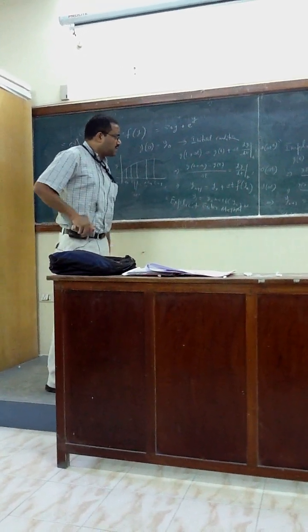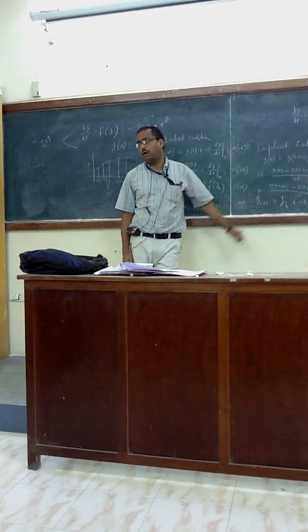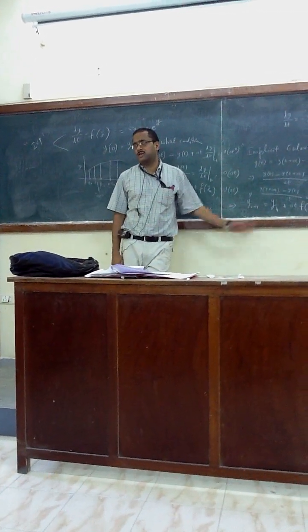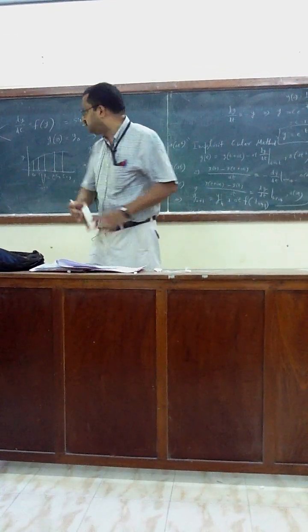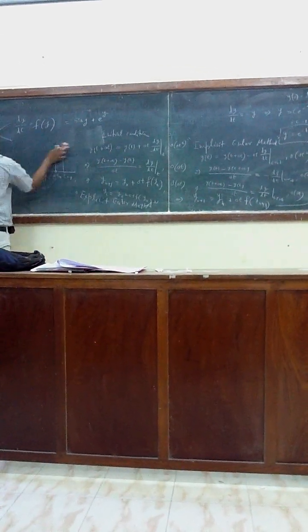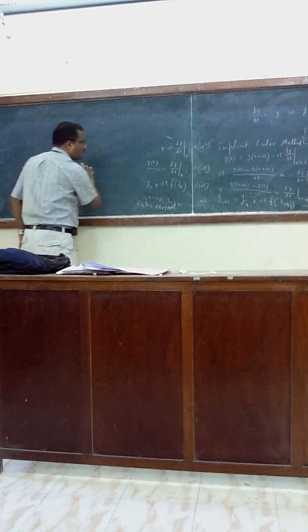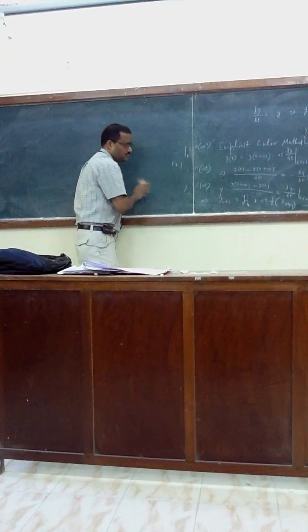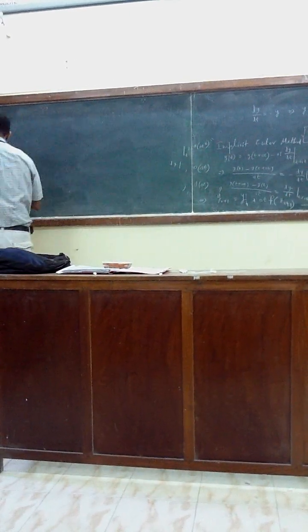And what actually happens here? If you look at the right hand side, it is not known. The right hand side is not known because f of y(n+1), how do you know? So if you want to implement it, for example, I am giving a problem. Now let's look at how to implement it.